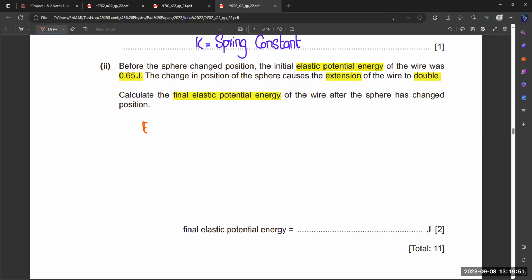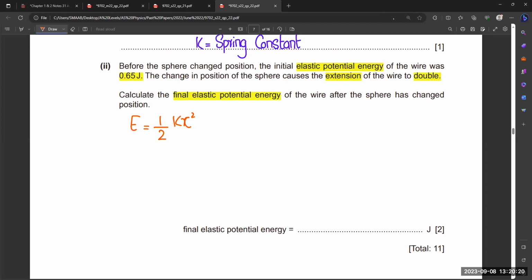So we know E is 0.65 initially, right? Basically, we use half mv square when we are working with the mass, but this time we are working with the spring and they are asking with the reference of the spring. So we may write the formula like half kx square, right? The energy for the spring.